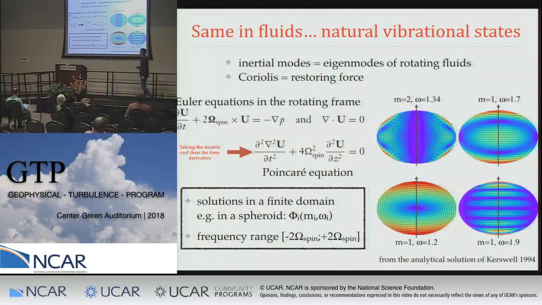Inertial modes are the eigenmodes of the Euler equation written in the rotating frame of reference. You have the Coriolis term here. I show you some of those inertial modes in spheroids here, coming from the analytical solution of Kerswell. All I will need for this talk today is that inertial modes have a given azimuthal periodicity, which I will note m. They have a given frequency, omega, and this frequency ranges only between -2 and 2 times the spin frequency of the planet.